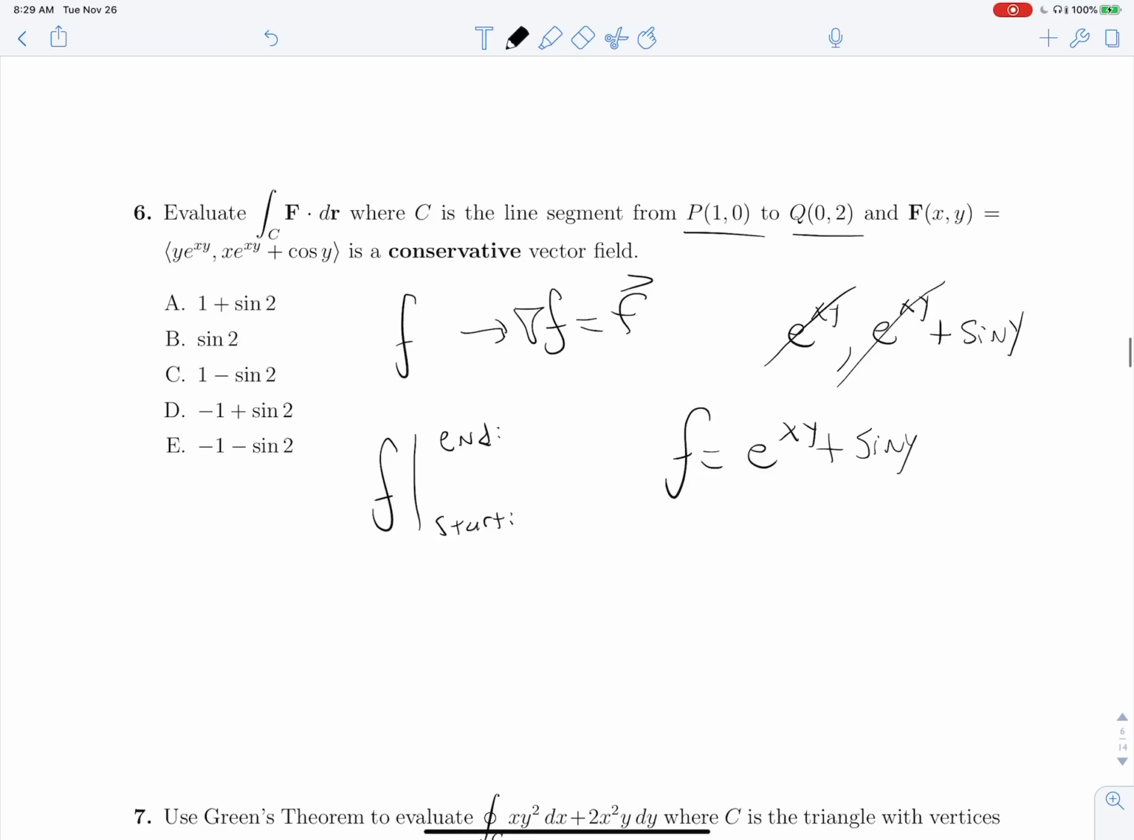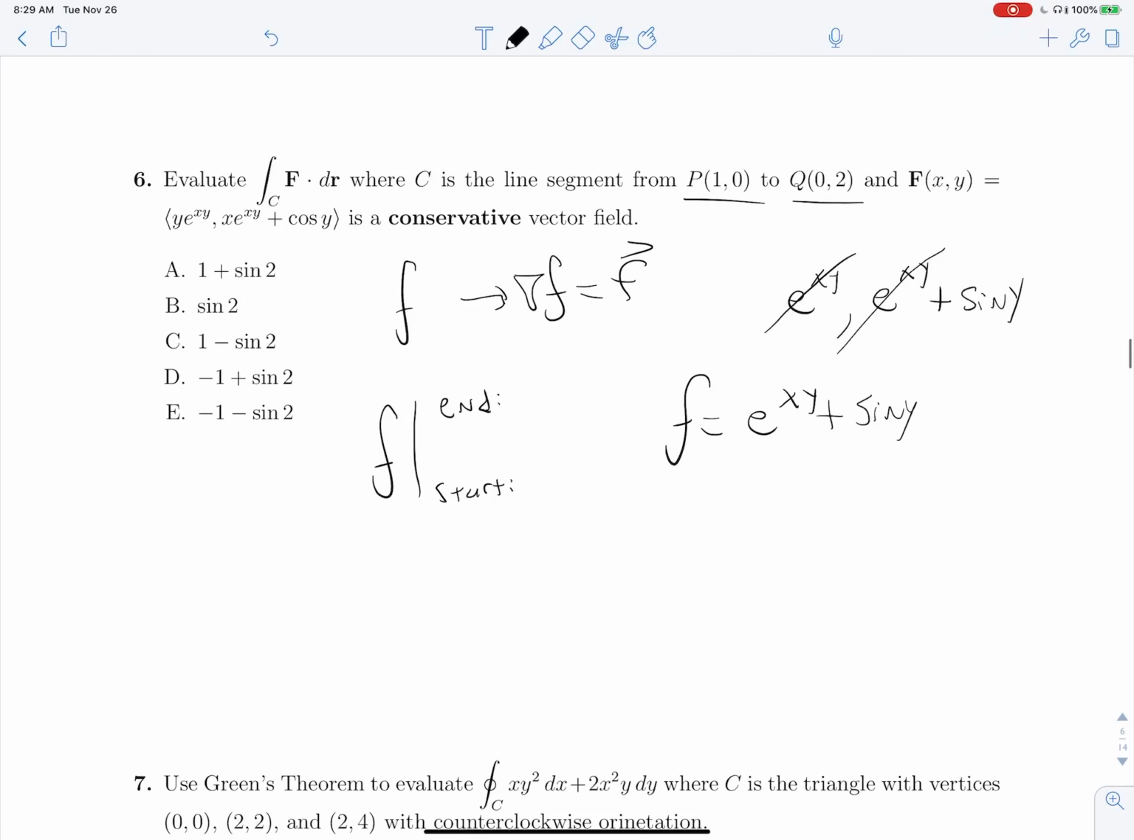So now, since we have P and Q in terms of x and y, we can evaluate this. E to the xy plus sine y on, well, let's see, our ending value is Q, so 0, 2, and our starting point is P, so 1, 0. This will give us 1 plus sine 2, and over here we will get 1 plus sine 0, which is just 0. So overall, our answer is sine 2.